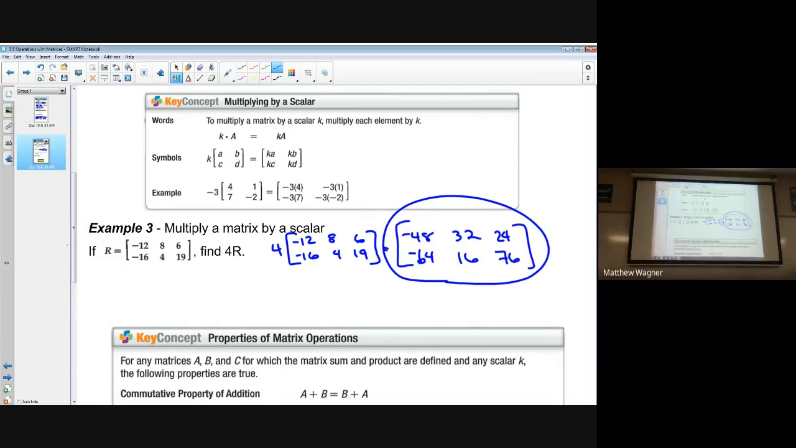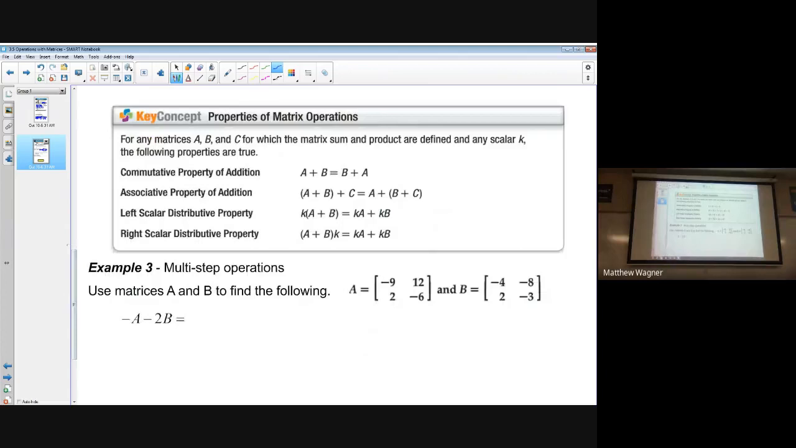So the operations we're looking at today: adding and subtracting. Make sure the dimensions of the matrices are the same. If they aren't, you can't do it. And then scalar multiplication is just like your distributive property. You're going to want to take whatever number's out front and multiply it by each entry in your matrix.